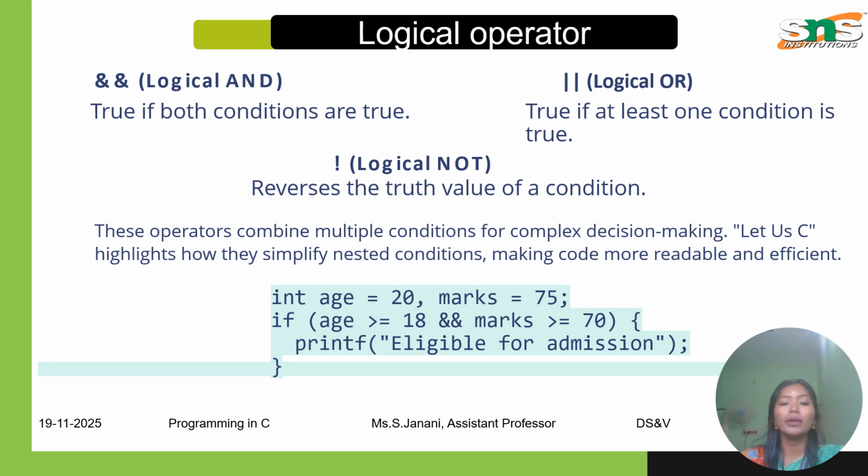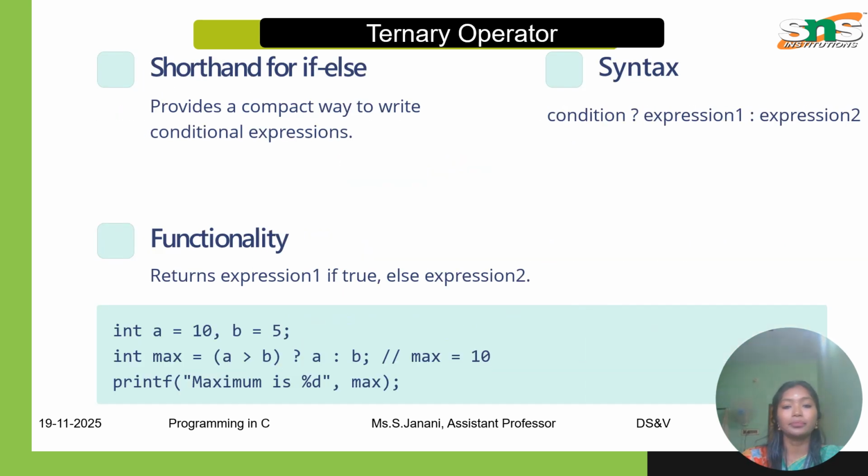So here we take the age as 20 and the mark as 75. For admission, it checks both conditions simultaneously. The age should be greater than 18, and the mark should be greater than 70. So the candidate is eligible for admission.